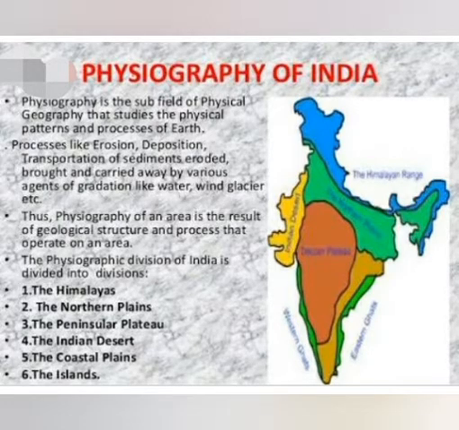Now number 2, the northern plains. Extending over a vast area of 7 lakh square kilometers is the relatively flat fertile plain of India, largely made up of alluvium deposits. The plain extends southward from the foothills of the Himalayas to the central highlands of the peninsular plateau. It is wider in the west and becomes narrower in the east.